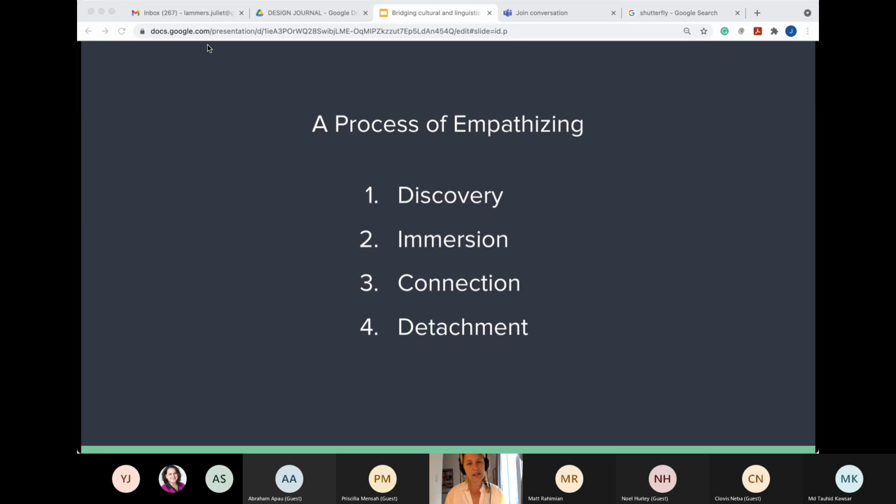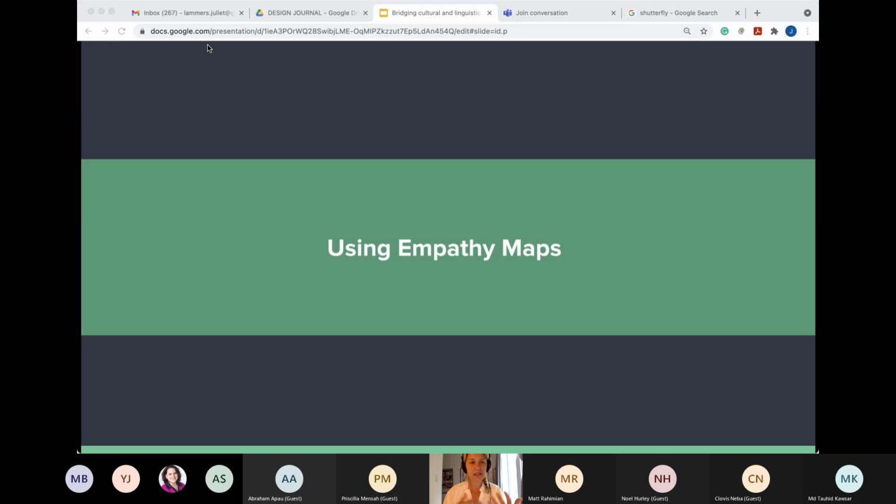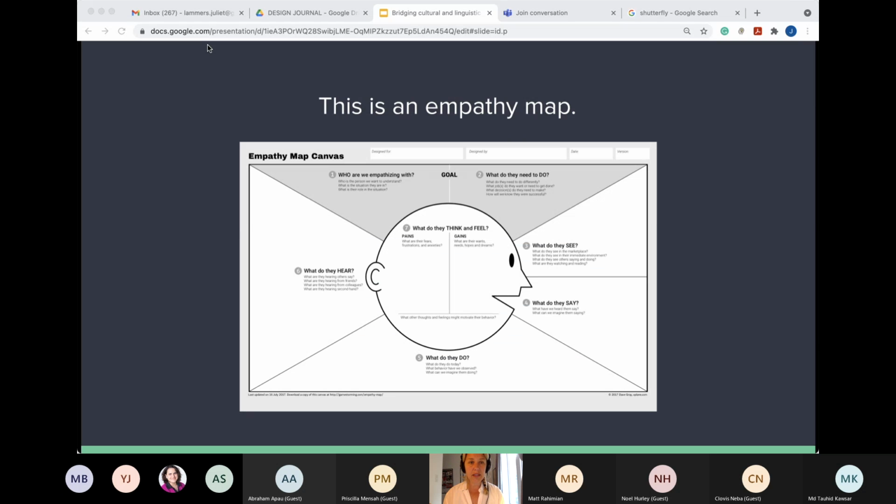In the immersion phase, the designer spends time in the learner's world and takes their point of reference. In the connection phase, the designer attempts to find meaning and emotional resonance with the learner. And in the detachment phase, the designer leaves the learner's world and designs with their perspective in mind. They step back. In order to go through this or any process of empathizing, this presentation turns to the field of user experience design, where empathy maps are a tool commonly used to help designers gain a deep understanding of their users. This is an empathy map.